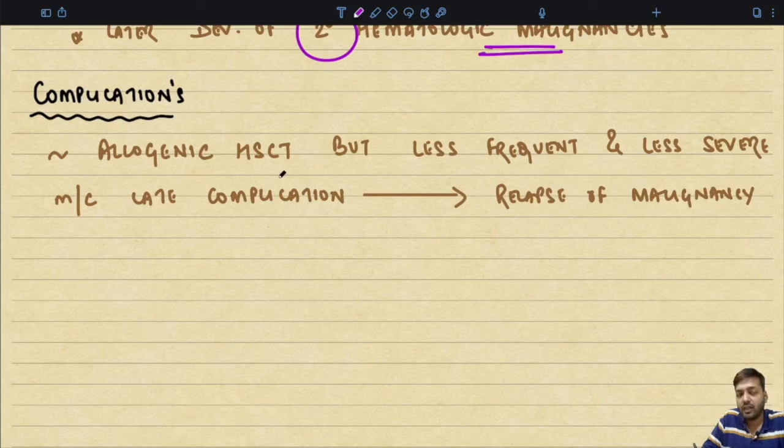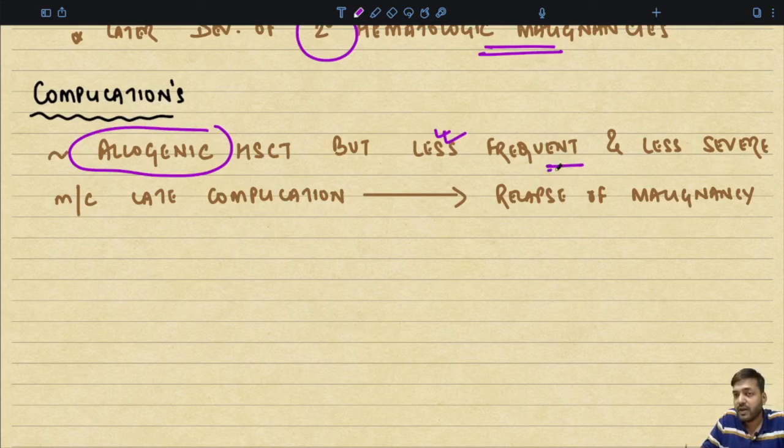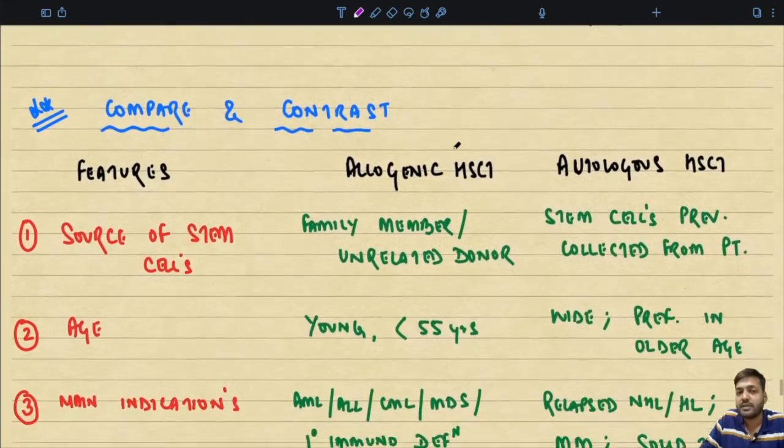Remember, the complications are very much similar to the allogenic variety of hematopoietic stem cell transplant, but they are far less frequent and they are less severe. The most common late complication is the relapse of malignancy that we see, and remember, GVHD is not commonly seen with the autologous variety of hematopoietic stem cell transplant.